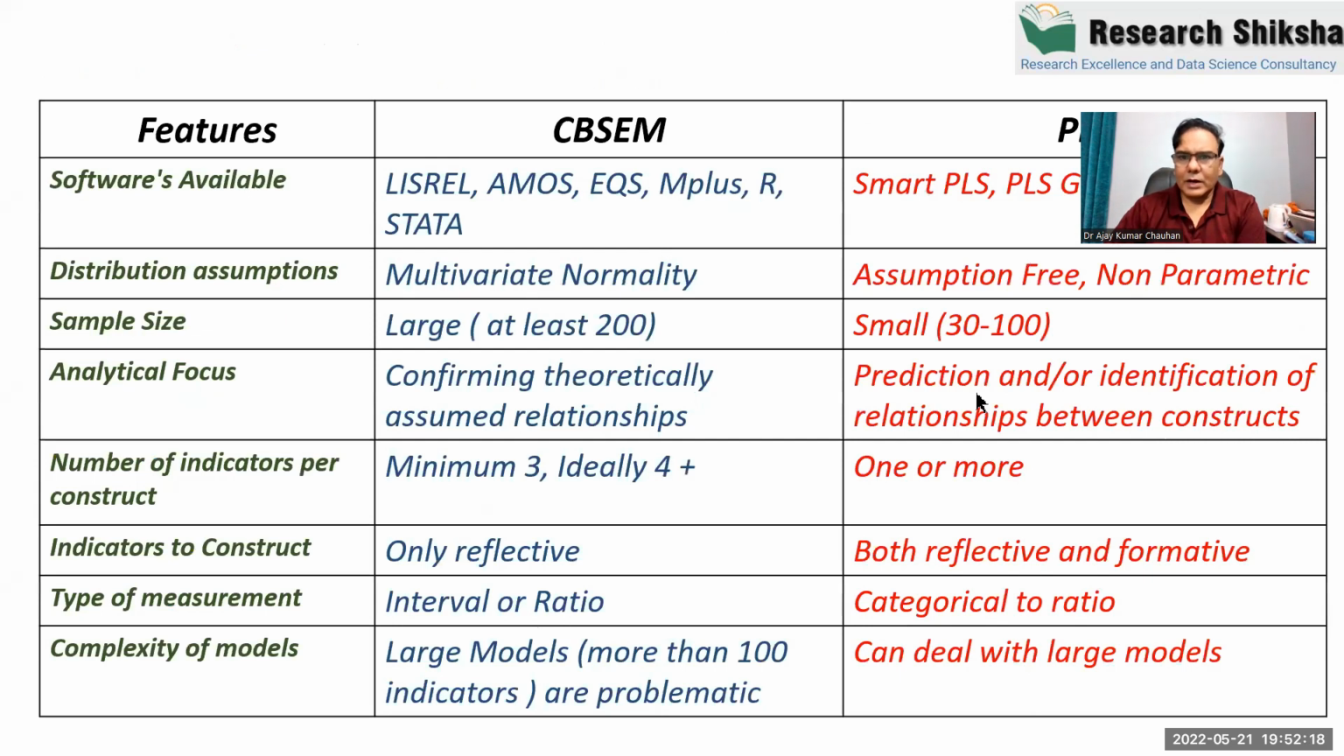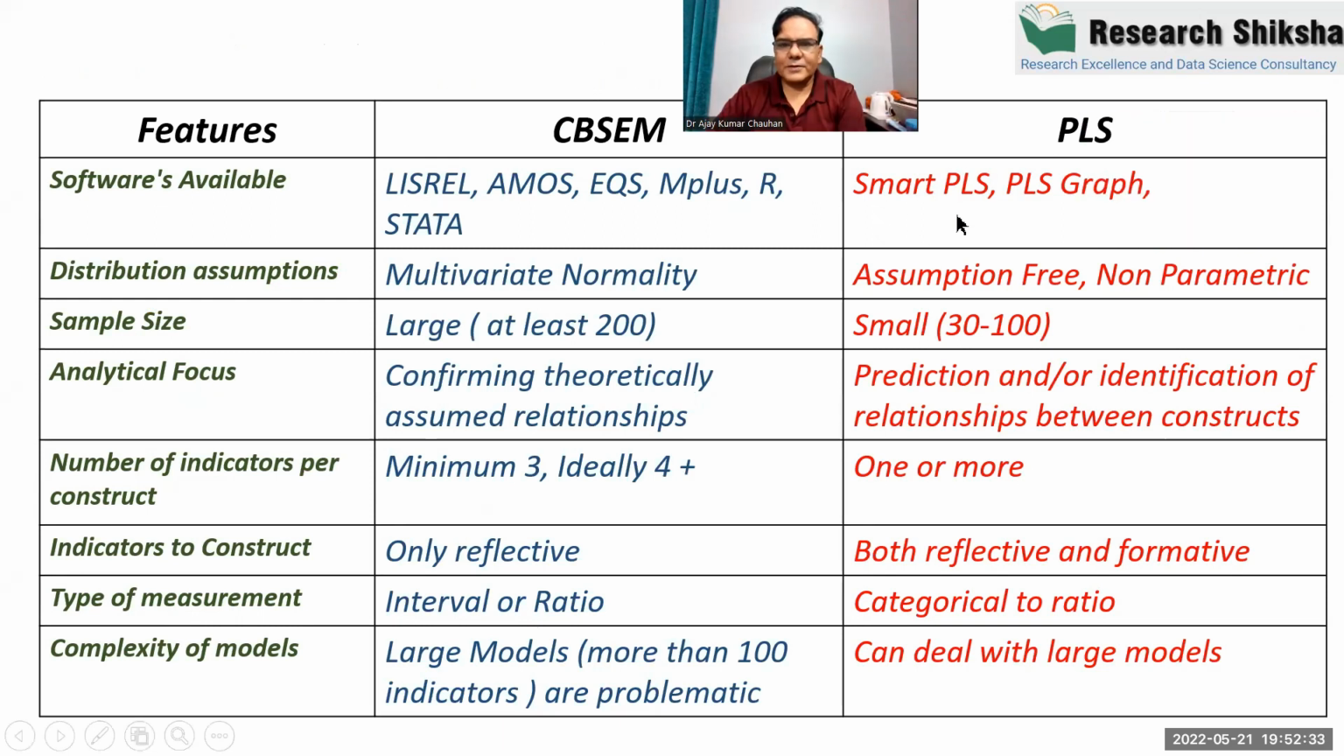We are explaining the difference here, and all the explanation is mentioned on the slide. You don't need to remember that CB-SEM can be run by these softwares and PLS is run by Smart PLS. For distribution, multivariate normality is required for CB-SEM; here, no distribution assumption. For sample size, a large sample is required to run CB-SEM, while a small sample size is enough in PLS. Then reflective and formative constructs. You can use CB-SEM only when you have interval variables. If you have categorical variables, you can run PLS also. So these are the differences.